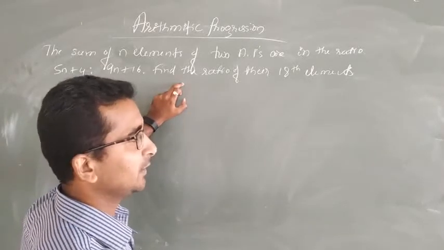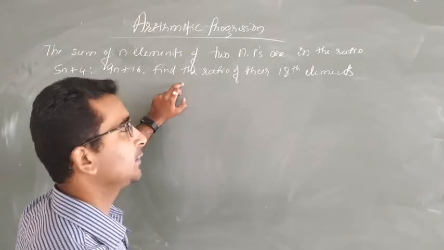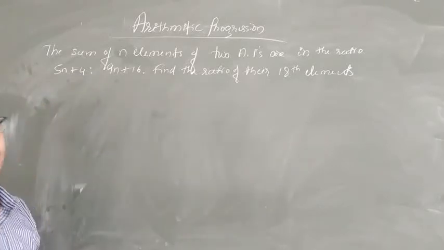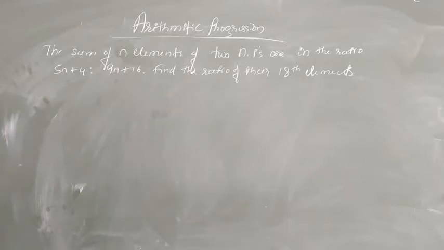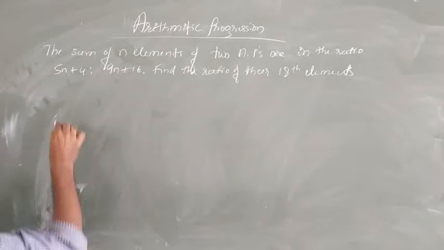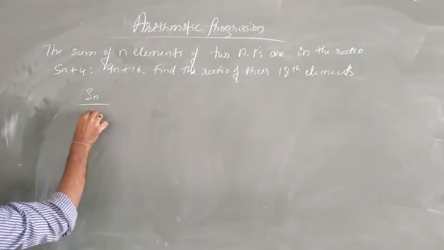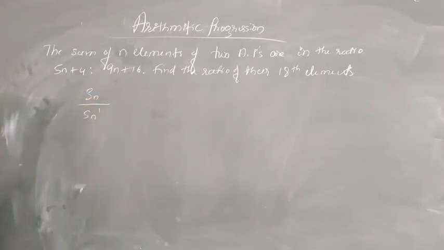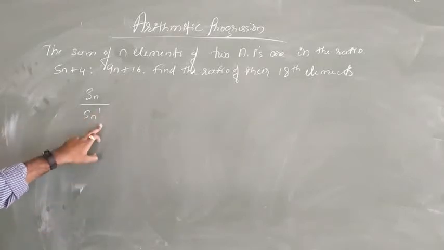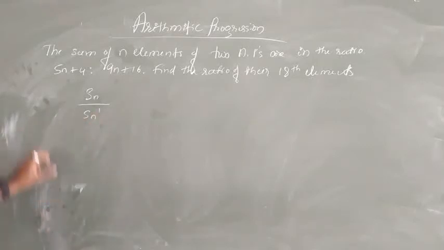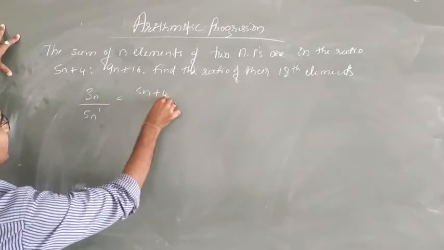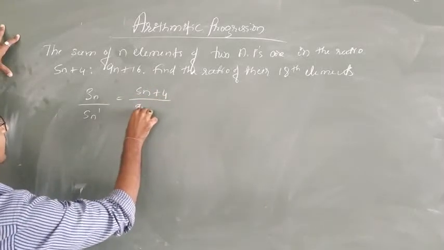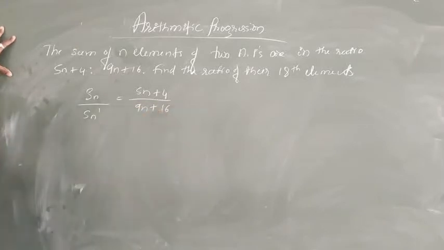So the 18th element is given by T18 is equal to a plus 17d, which we have to find out. The sums of the n elements of two APs are in a ratio. Ratio means they are in the form of p by q, that is Sn divided by Sn dash, or Sn1 divided by Sn2 also you can take. They are in the ratio of 5n plus 4 divided by 9n plus 16.